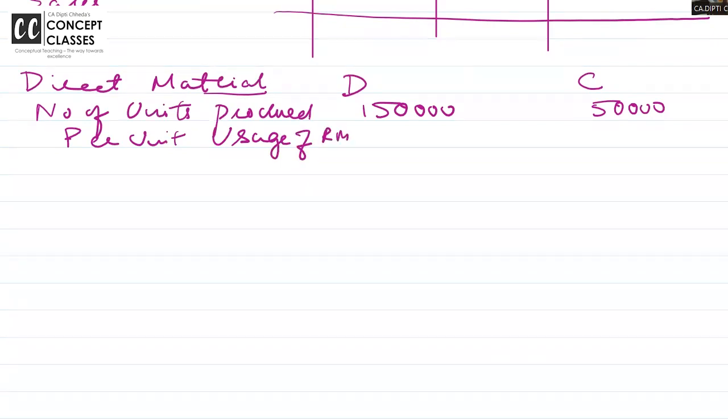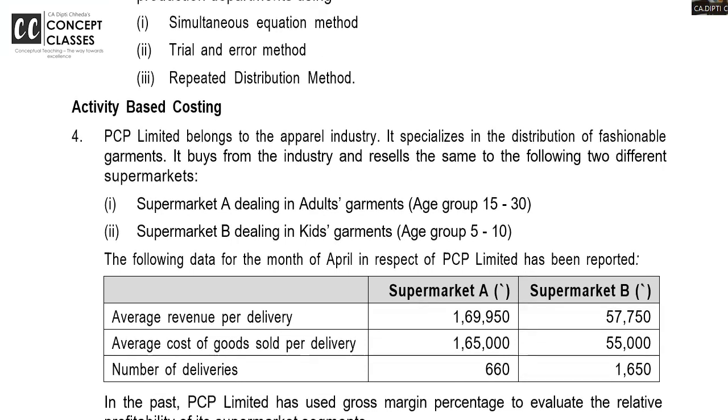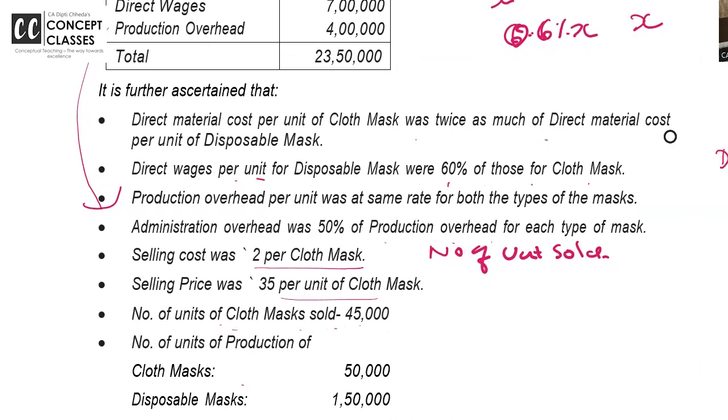Per unit usage. Usage of raw material. Raw material kitna use ho raha hai, dekho. First line, I am reading it loudly for all of you. Direct material used for cloth mask is twice as direct material for the disposable mask. So here if you are using X, here you are using 2X or 2M, whatever you want to take. Okay, right. Are you all writing with me? Anyone is just watching and doing, so they are wasting their time. Koi fayda nahi hai. Wait a minute. Is that problem on the screen? One second.